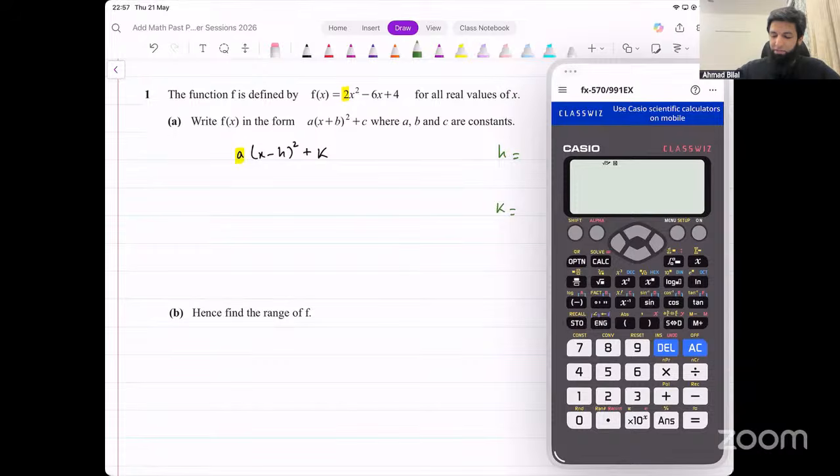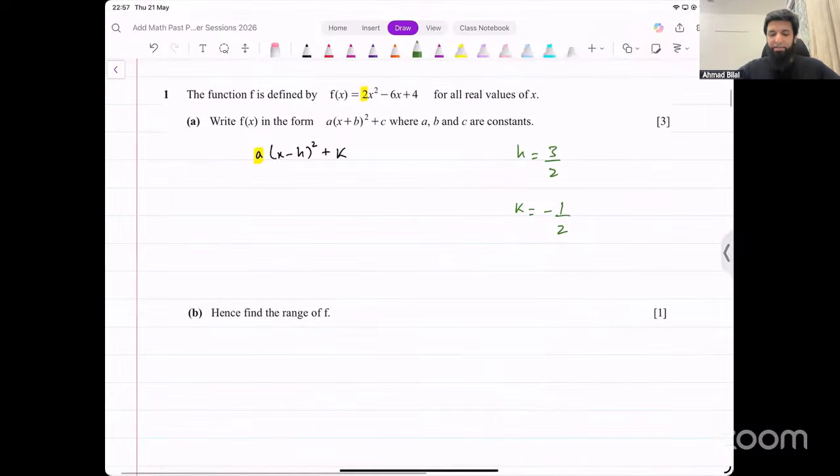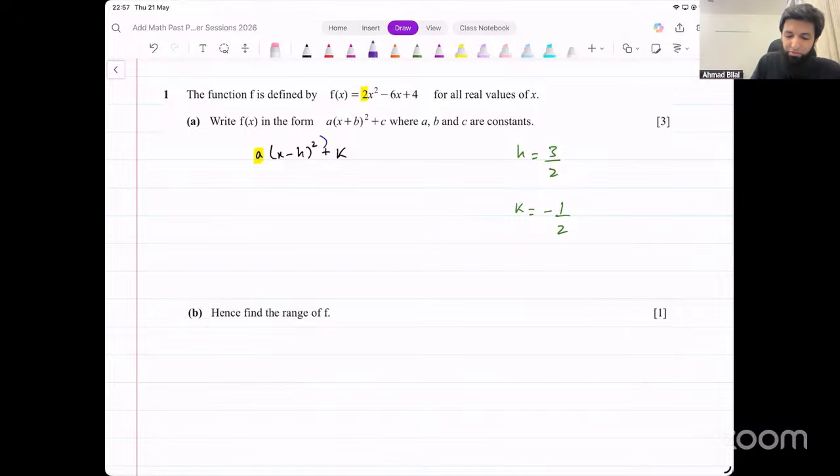All you have to do is on this version, ClassWiz, go to menu, and then this equation solving function, polynomial, degree 2, input the coefficients. 2, -6, and 4. You'll get the x-intercepts first, 2 and 1, and then you get the x-coordinate of the turning point, which is 3 over 2, and the y-coordinate of the turning point, which is -1 over 2. The value for h is 3 over 2. The value for k is -1 over 2. All you have to do is input those values in this function and you'll get the completed square form.